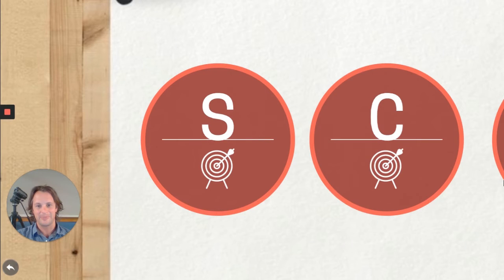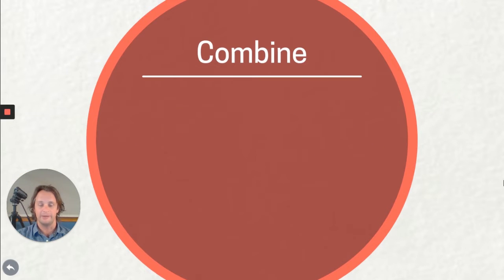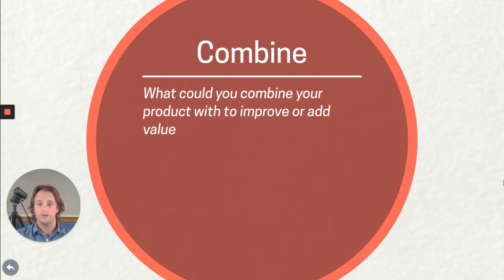So from substitute, we get to C, which is combine. This is where you get some really creative ideas. What could you combine your product with to improve or add value to it? If you had two things, let's stick with the M&Ms theme. If we've got some M&Ms and we've also got a chocolate bar, then you've got, I don't know, M&Ms chocolate. Or you've got M&Ms and you've got ice cream, slam them together, combine them, then you have yourself some McDonald's Flurry. That's what that is. Combining two different things to put them together.